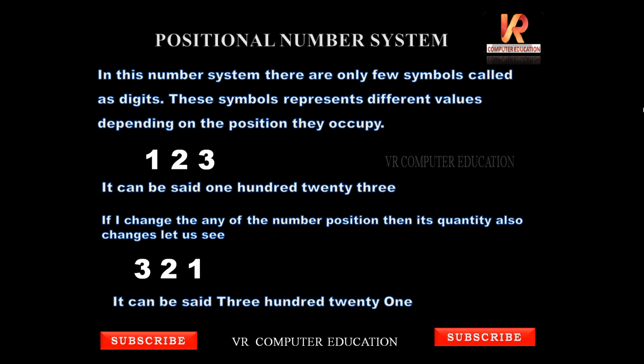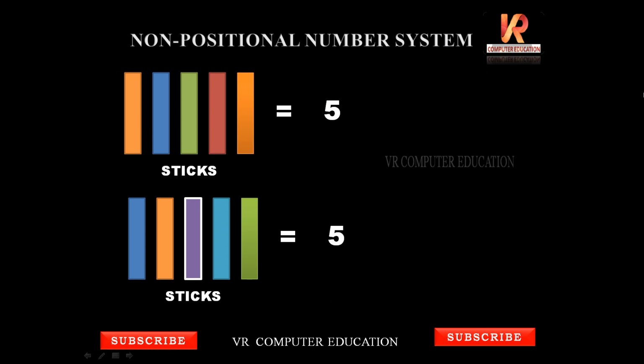First one, that is 123, and second one, that is 321. See, like this, if you change any number position, the quantity also changes in positional number system. But in non-positional number system, if we are counting using sticks or pebbles or stones, and we change the position, there is no change in the value, and this is the major difference between non-positional and positional.